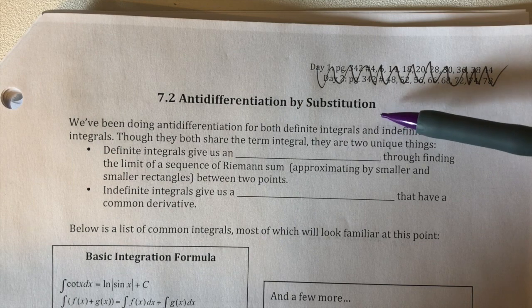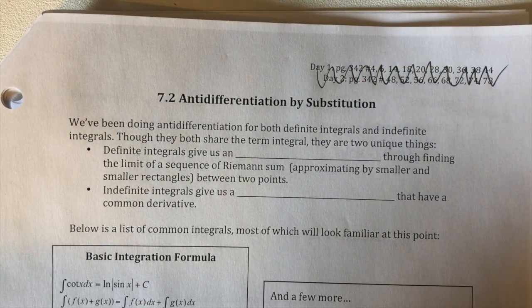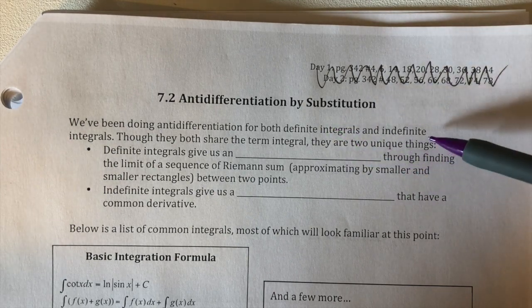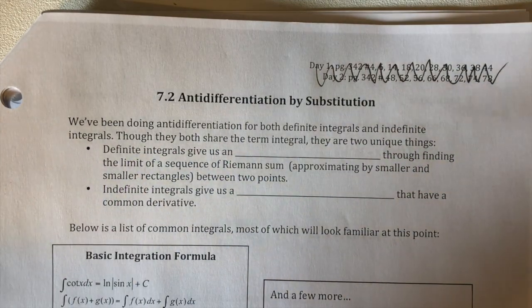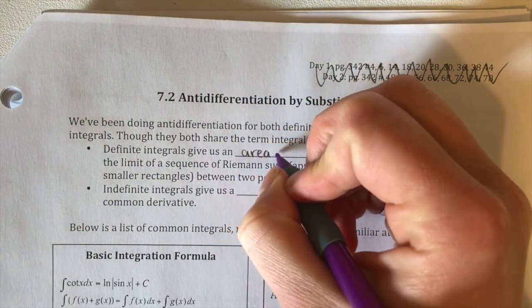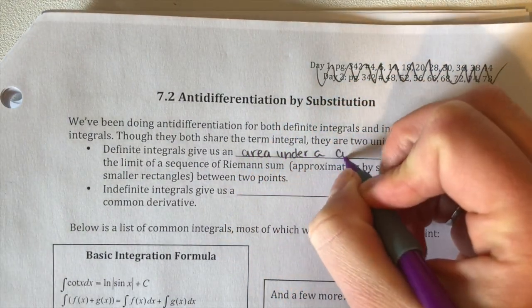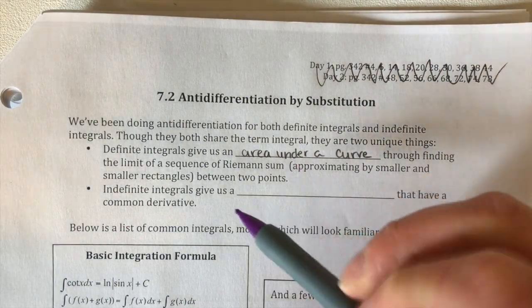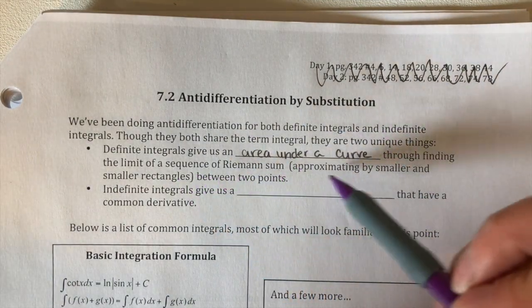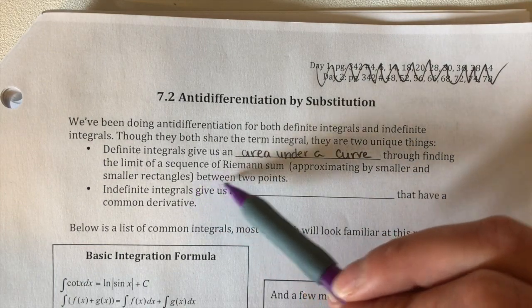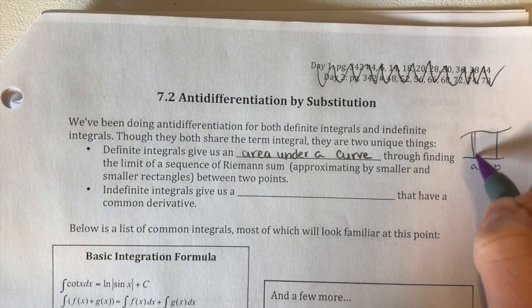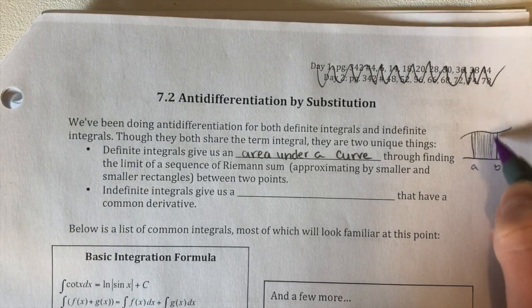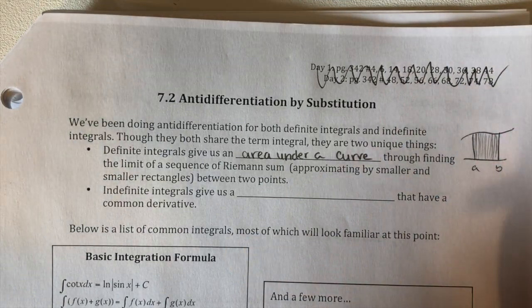We're going to talk about anti-differentiation by substitution. So we've been doing anti-differentiation for both definite integrals and indefinite integrals. They both share the term integral, but they're two unique things. Definite integrals give us the area under a curve through finding the limit of a sequence of Riemann sums. So it's approximation by smaller and smaller rectangles between 2 points. If you have something like this, A to B, you're adding up all of the little baby rectangles as those rectangles get super small and there's infinitely many of them.